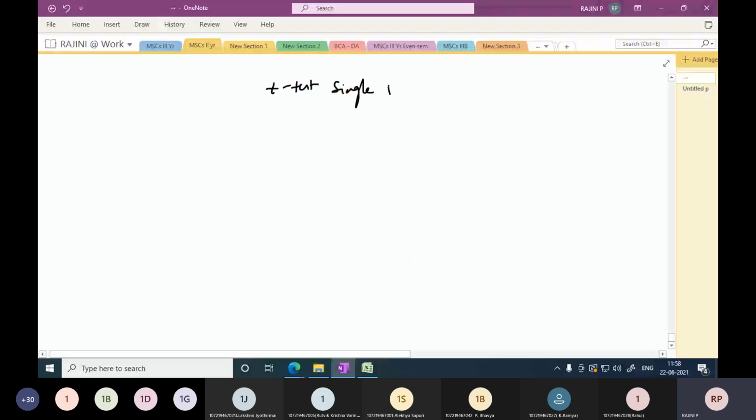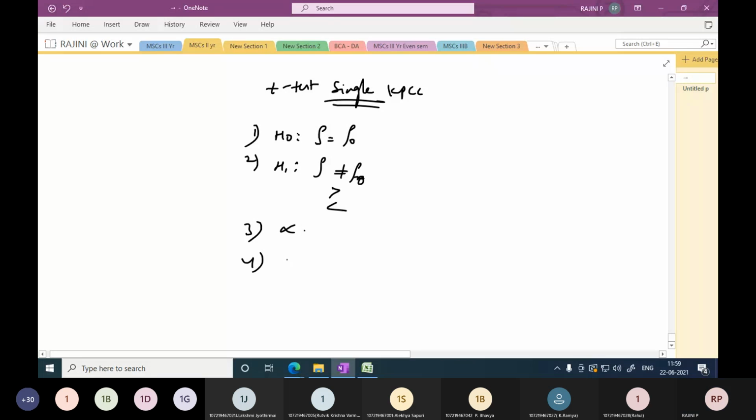What is step 1? H naught: rho is equal to rho naught. Next, H1: rho is not equal to rho naught. It can be not equal to, or greater, or lesser. Step 3, level of significance. Step 4, degrees of freedom, what is that? N minus 2. Very good. And what is the test statistic?